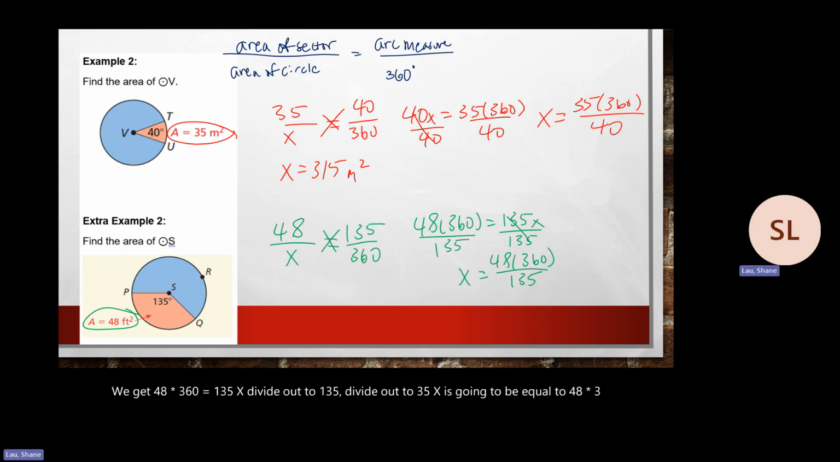So from here, we're going to go ahead and put that into our calculator, and the calculator result is going to be x equals 128.